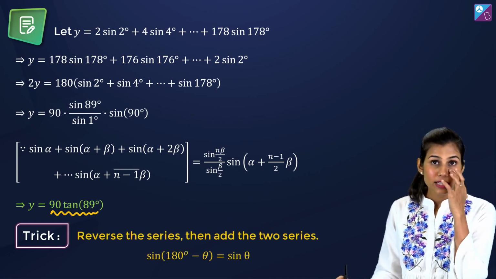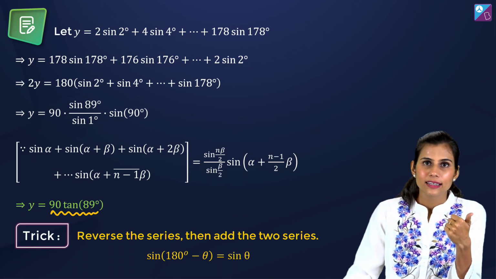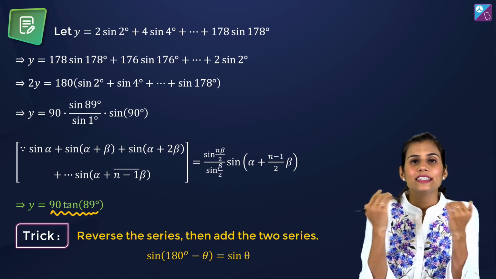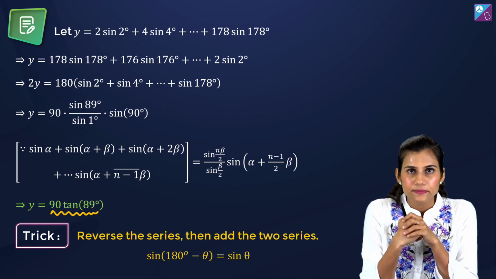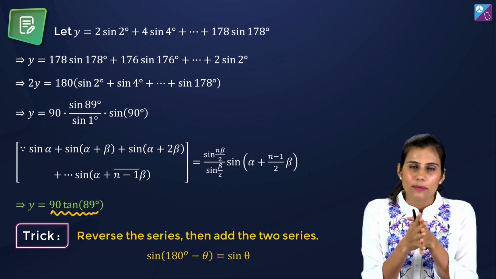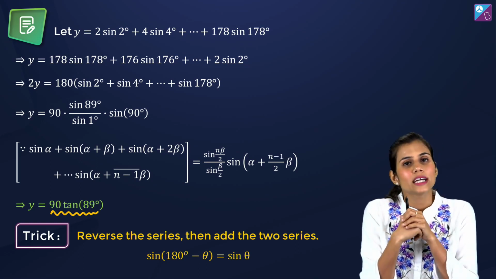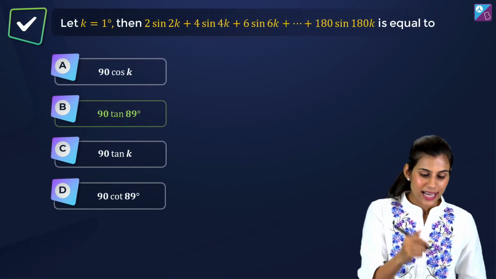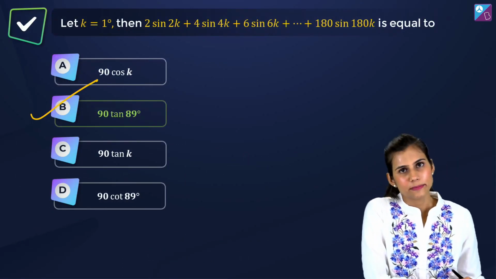Here 2 steps were extremely important. Number 1, we had to reverse the series and then add it to the original series. And number 2 was the result of sine alpha plus sine of alpha plus beta plus sine of alpha plus 2 beta and so on. Correct? Keep both these things very, very handy. Here, B option is absolutely correct.